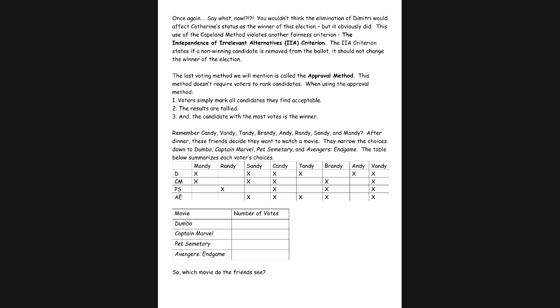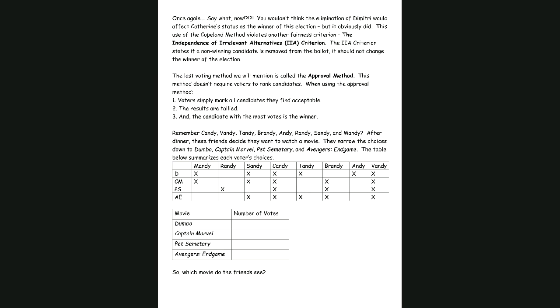All right, so the last voting method we will mention is called the approval method, and the reason why we talk about it on its own is because it doesn't require voters to rank the candidates. So you wouldn't in fact have a preference ballot for the approval method. What you would do is just have a list of the candidates, and the voters mark all candidates that they find acceptable. The results are tallied, and the candidate with the most votes is the winner.